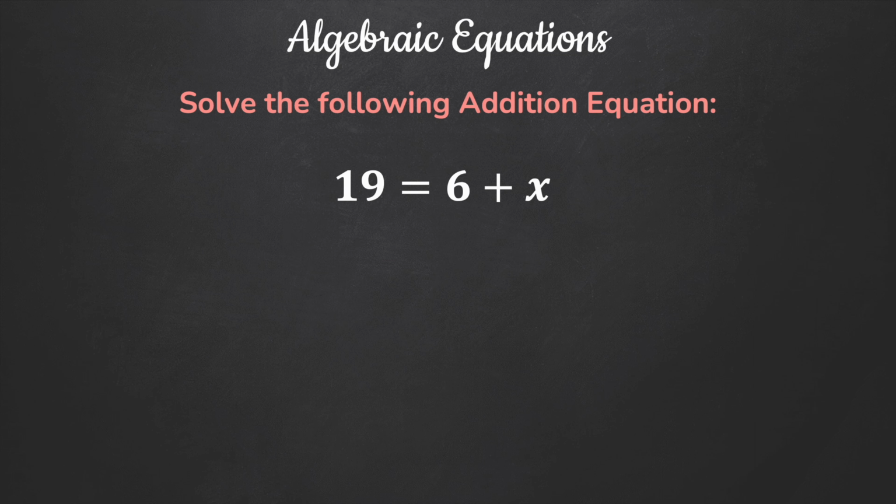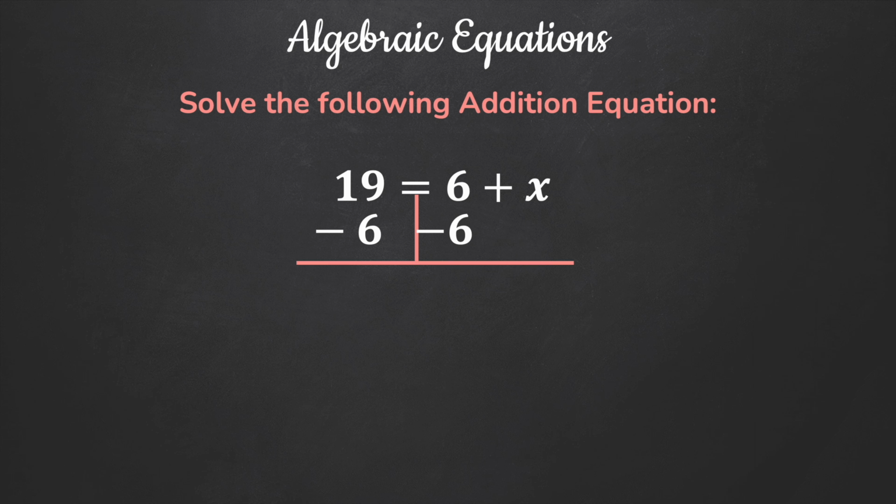Finally, we have 19 is equal to 6 plus x. The first thing we're going to want to do is draw a line coming straight down from our equal sign so that we could easily see both sides of our equation. Now, the next thing we want to do is solve for x, meaning we want to get x by itself. In order to get x by itself, we're going to have to subtract 6 on both sides.